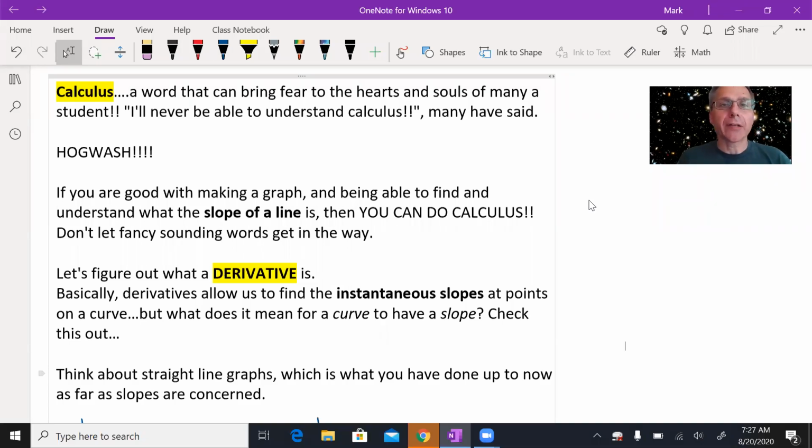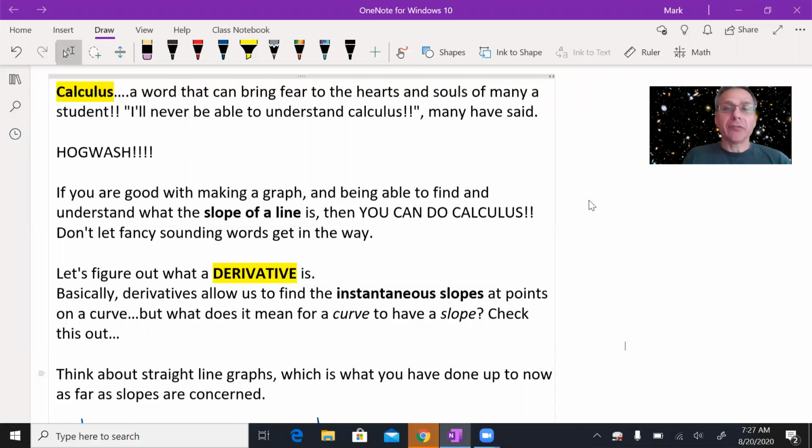Okay, we're back, and today, with this lesson, we're going to do some calculus. For many of you, most of you, this will be the first time that you really dive into something that sounds really hard, and it has the reputation of being a really hard class, calculus. You hear that word, and a lot of people panic, thinking that you'll never be able to understand it. Hogwash to that.